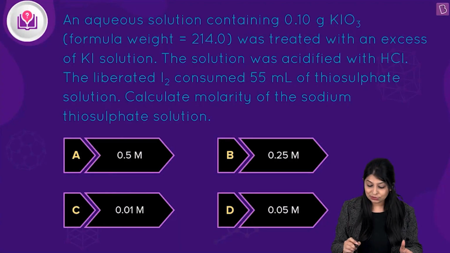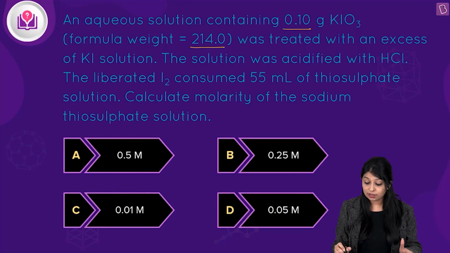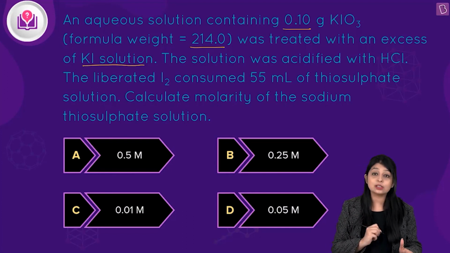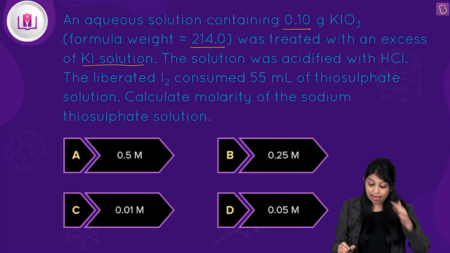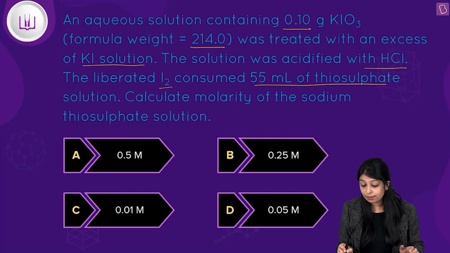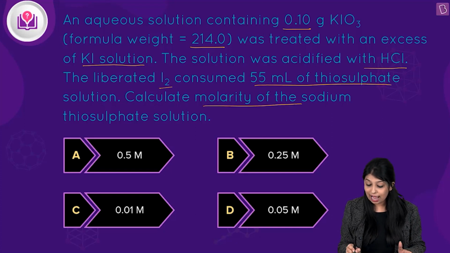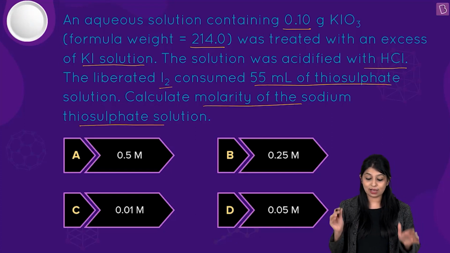An aqueous solution containing 0.1 gram KIO3, formula weight 214, was treated with an excess of KI solution. The solution was acidified with HCl. The liberated I2 consumed 55 ml of thiosulfate solution. Calculate the molarity of sodium thiosulfate solution.